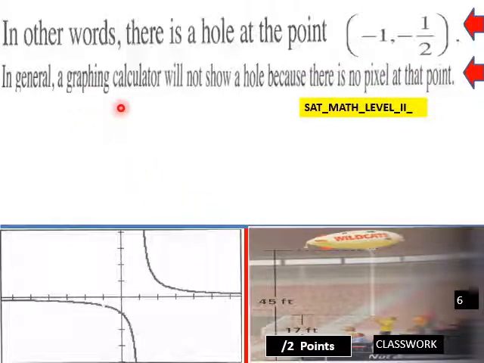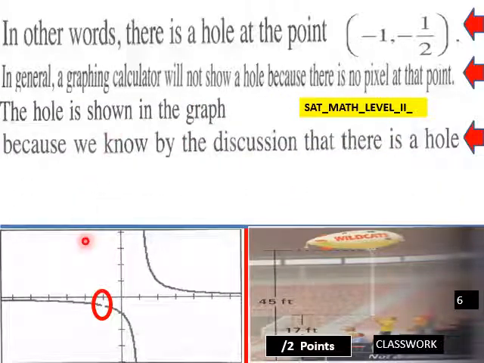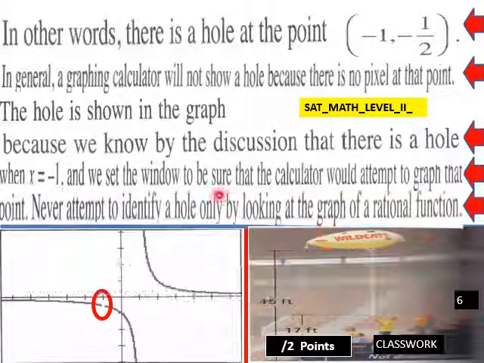In general, a graphing calculator will not show a hole because there is no pixel at that point. The hole is shown here in the graph. Your hole is right there. We know by discussion that there is a hole when x equals negative 1, and we set the window to be sure that the calculator would attempt to graph that point. Never attempt to identify a hole only by looking at the graph of a rational function.